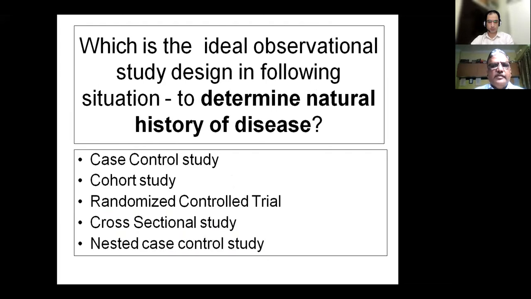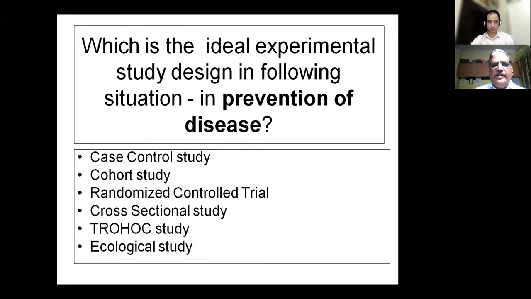Very good. So ideal study design to determine the natural history of disease. Natural history of disease. Okay. Ideal experimental study design for prevention. Prevention of disease.